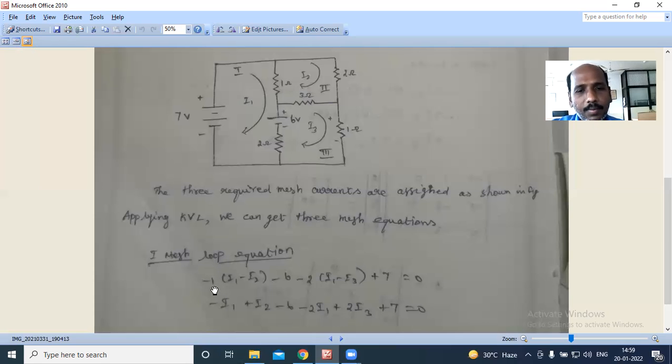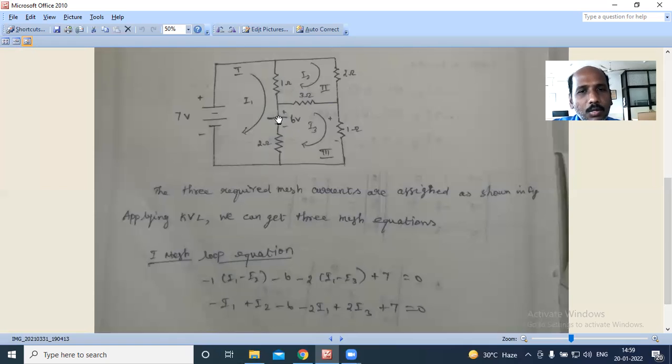So minus 1 ohm resistor: the voltage drop is V equals I into R. R value is 1 ohm. Now the I value is the unknown current flowing through the 1 ohm resistor, which I said is I1 minus I2. Since I am writing the equation with respect to mesh 1, I am subtracting the voltage drop due to the other current, which is I2. So I1 minus I2. That is the 1 ohm resistor.